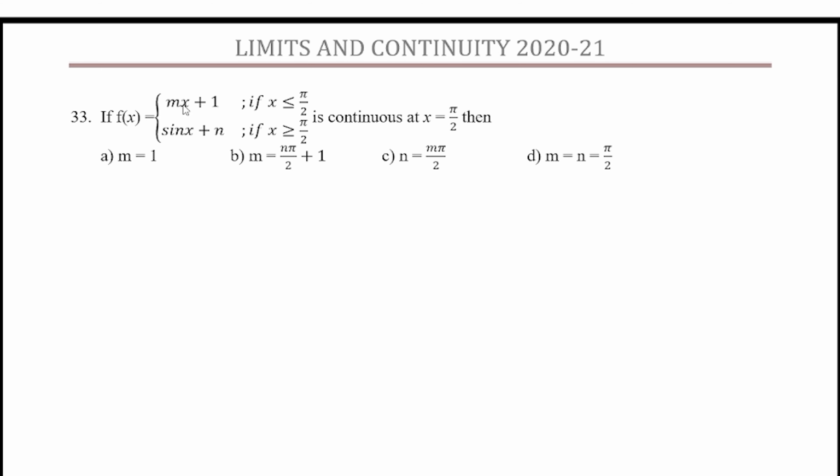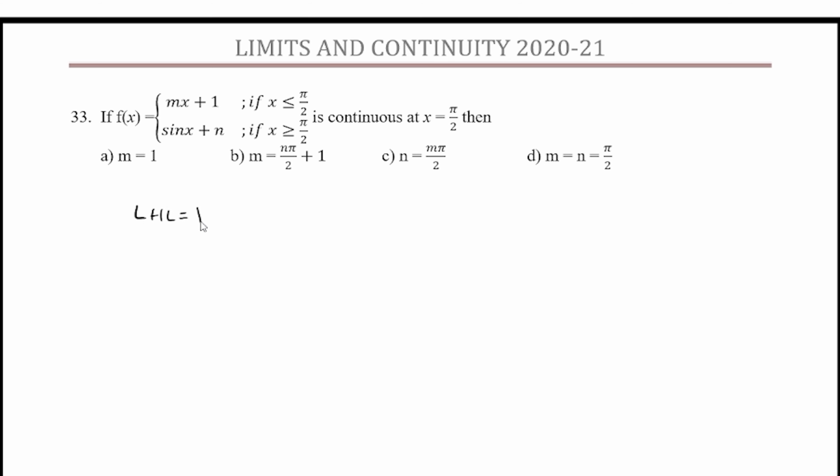f of x is equal to mx plus 1 if x is less than or equal to pi by 2, sin x plus n if x is more than or equal to pi by 2, is continuous at x equal to pi by 2. Then the value of m is equal to, or n is equal to. Okay. Now here it is less than or equal, it is LHL, more than or equal, it is RHL. Already the given data says it is continuous. Now to find LHL and RHL.